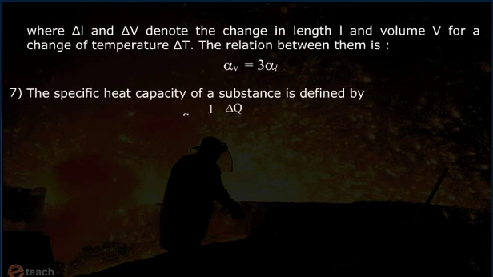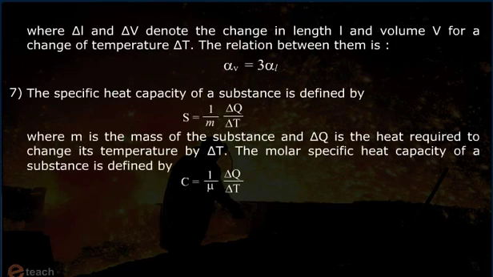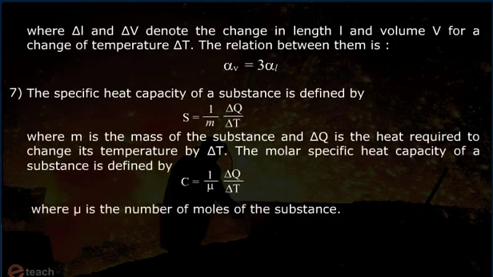Seventh, the specific heat capacity of a substance is defined by S = (1/m) ΔQ/ΔT, where m is the mass of the substance and ΔQ is the heat required to change its temperature by ΔT. The molar specific heat capacity of a substance is defined by C = (1/μ) ΔQ/ΔT, where μ is the number of moles of the substance.